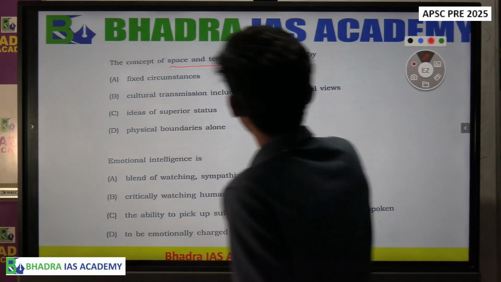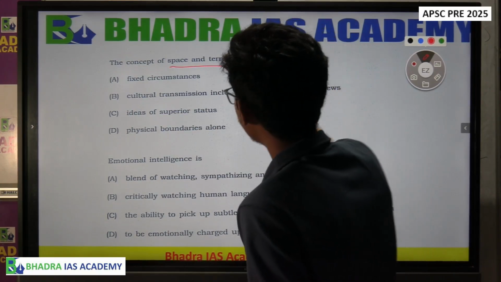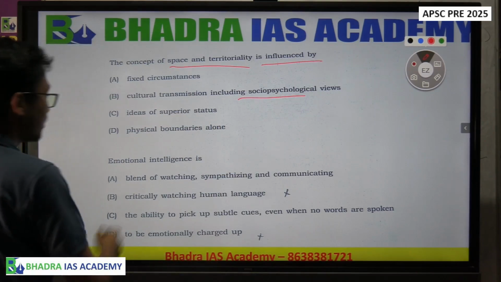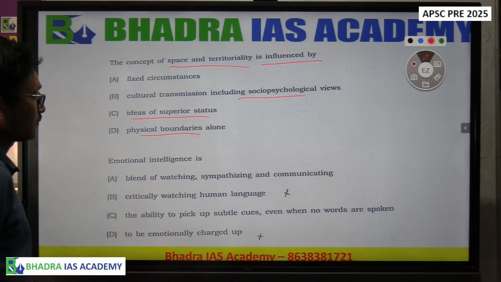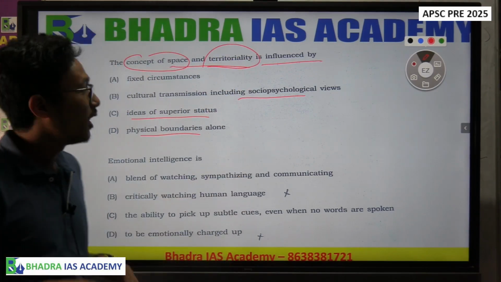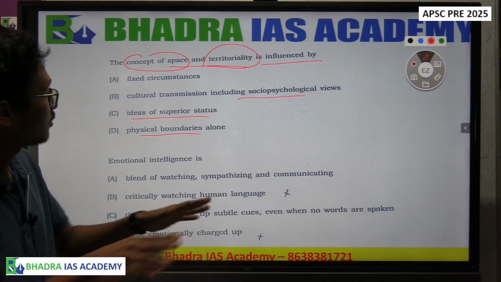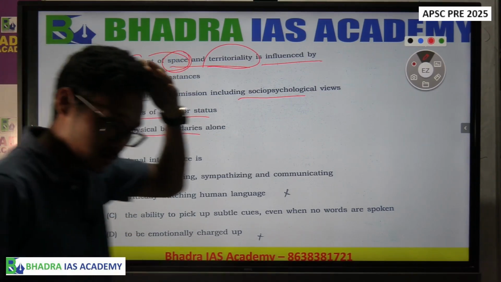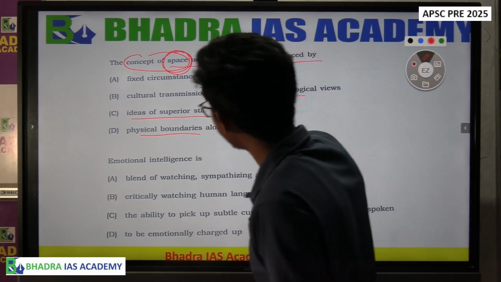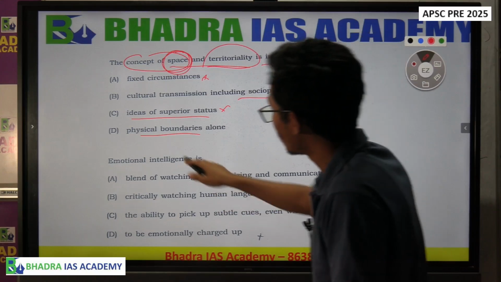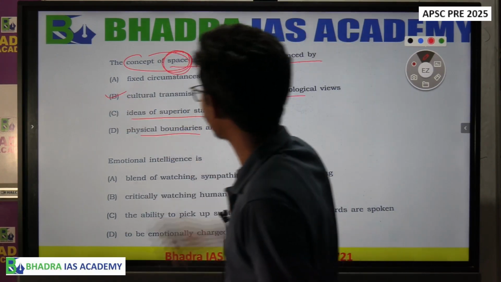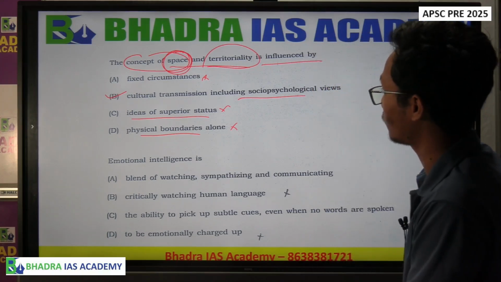The concept of space and territoriality is influenced by fixed circumstances or there's a cultural transmission including socio-psychological views, ideas of superior status, physical boundaries alone. So the concept of space means basically space and territoriality. That means territoriality is physical territory, and this is more of physical space. Mental, psychological maybe also. So here fixed circumstances, no. Idea of superior status, no. Physical boundaries alone, no, because this is not only physical boundaries. So the correct option is this, cultural transmission including socio-psychological views.